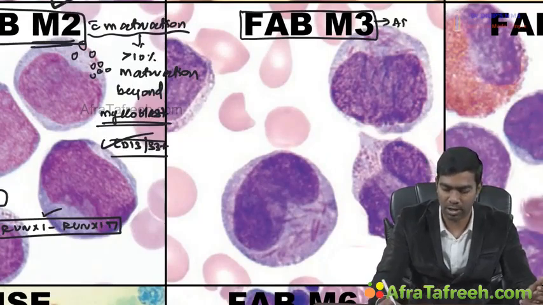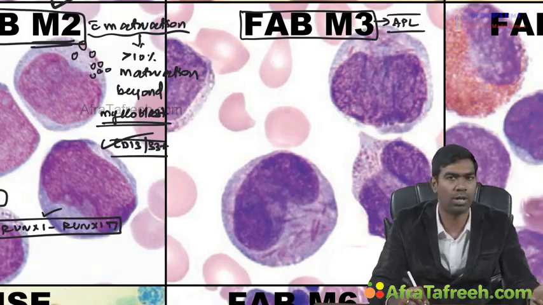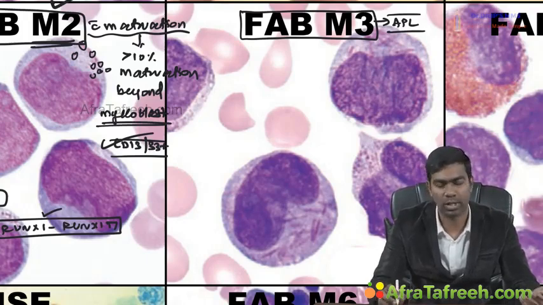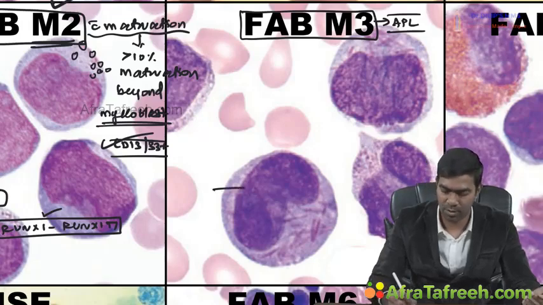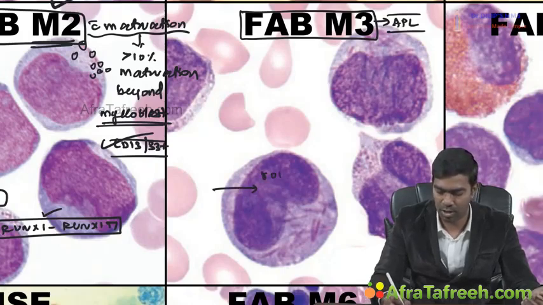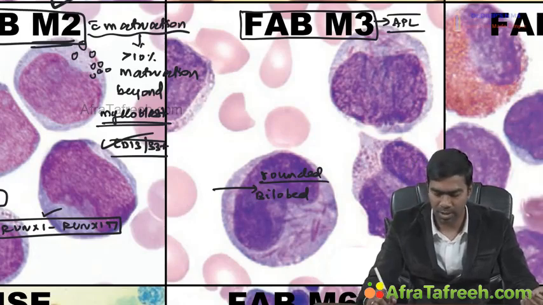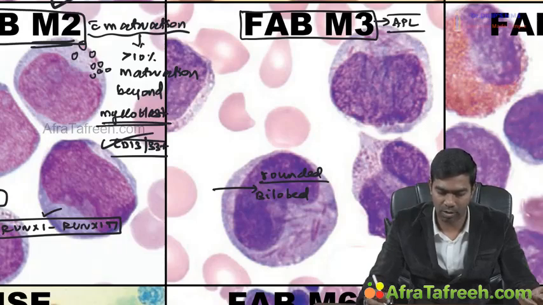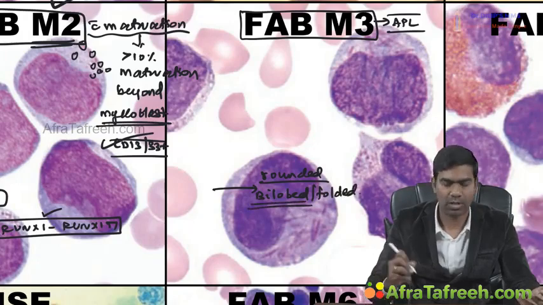FAB-M3 is also called acute promyelocytic leukemia, where only promyelocytes will proliferate. The main reason, you have to know the cytogenetics, why they don't differentiate beyond promyelocytes, but before that, let us see the characteristic features of these promyelocytes. First one, the nucleus appears to be rounded in configuration, or it can be bilobed, or it can be cleaved also, folded or bilobed configuration. So that's what is going to happen.